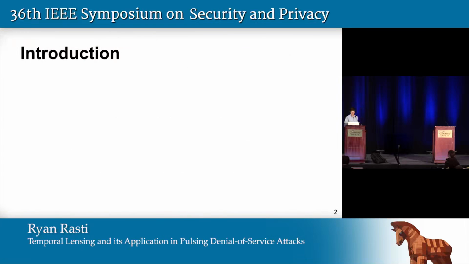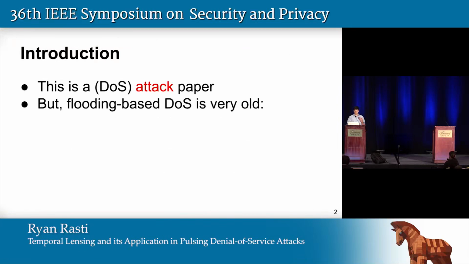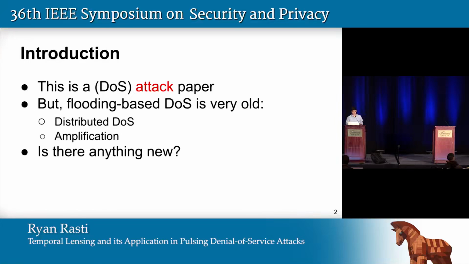Okay, so to start out here, this is going to be an attack paper. And what we're going to try to do here is come up with a new kind of flooding-based denial of service attack. And the question that you're probably asking is, okay, well, this is old. You know, we already have DDoS. We already have amplification, right? Is there really anything new in this space that's somewhat practical? And so what we're going to try to say is, yes, there is.